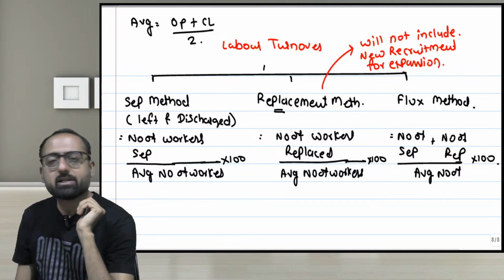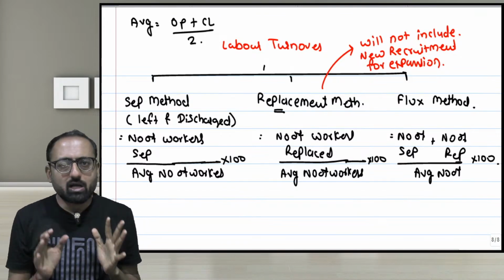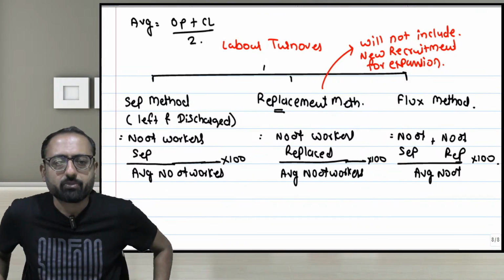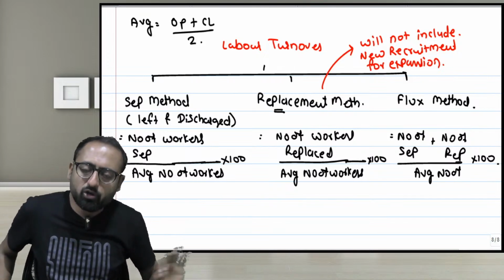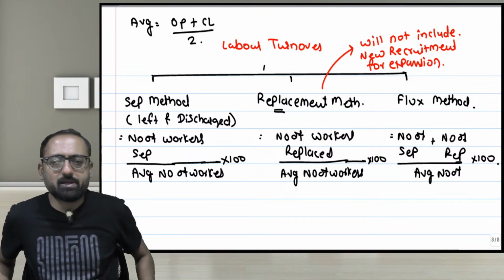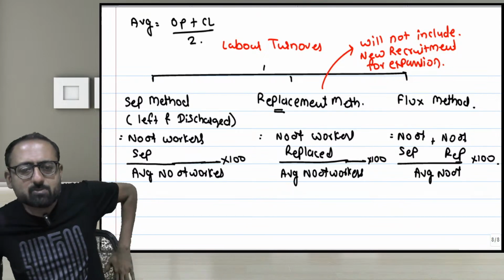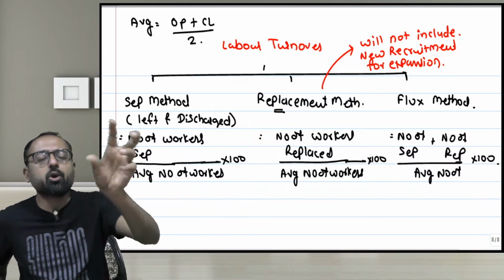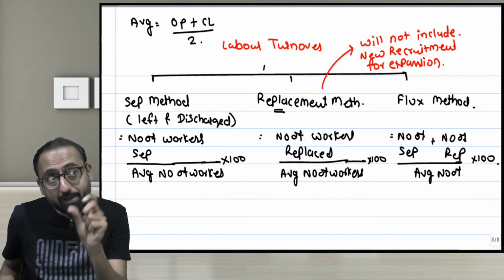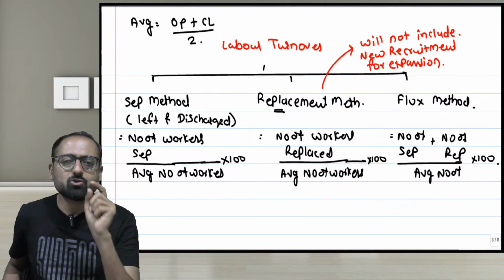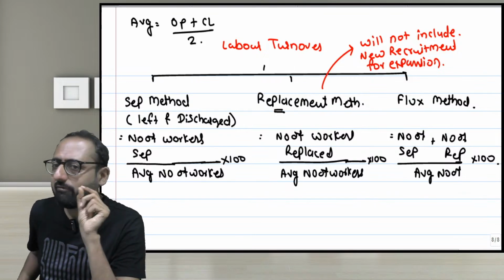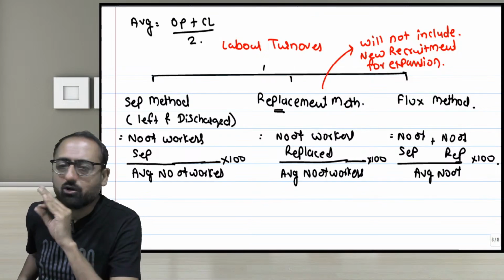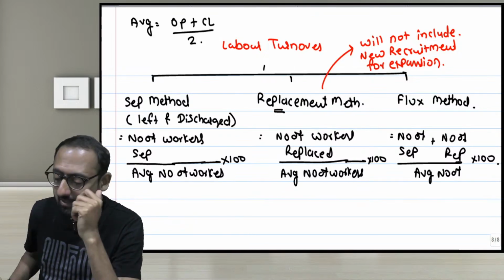Now, what do you mean by replacement? A worker was working and the worker has left or been discharged. Now this place is vacant. In this chair, you appointed one worker in place of the old worker. This is called a replacement. So remember one very important point: replacement will not include new recruitment for expansion.